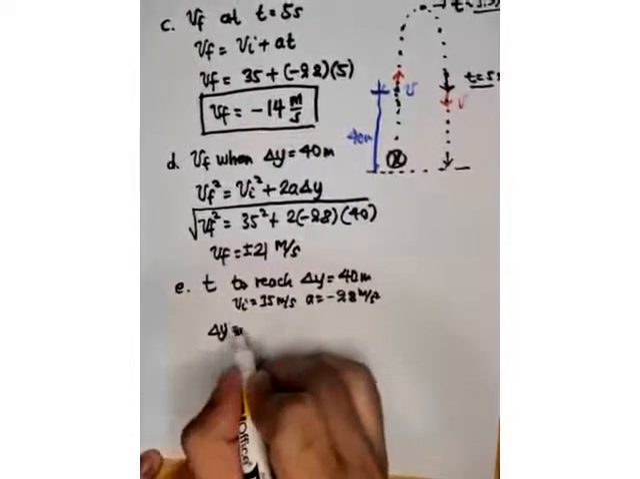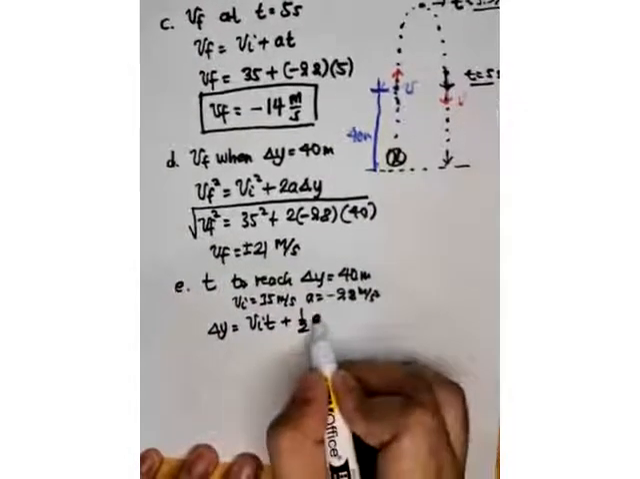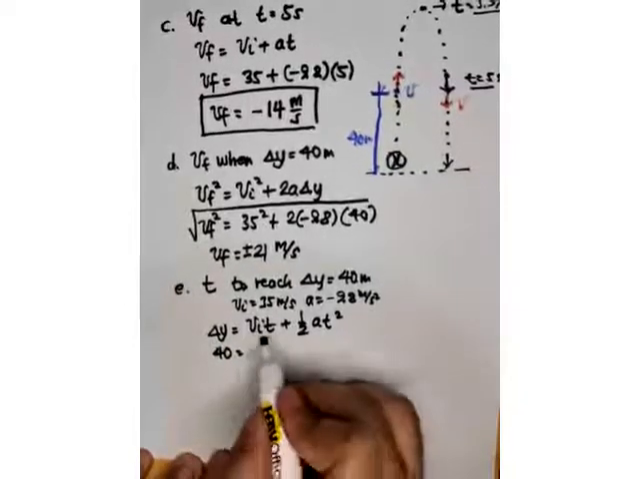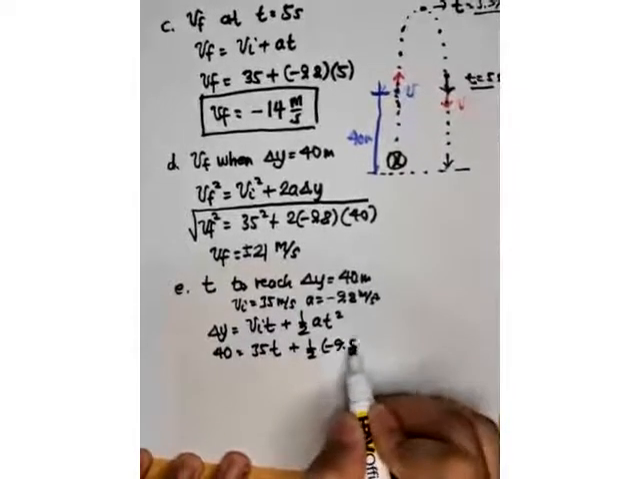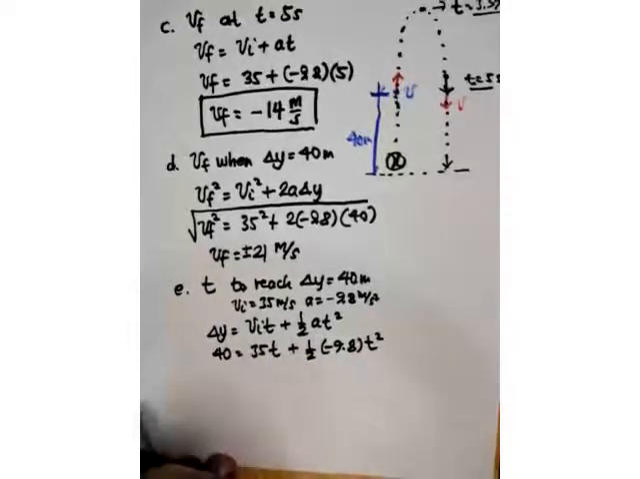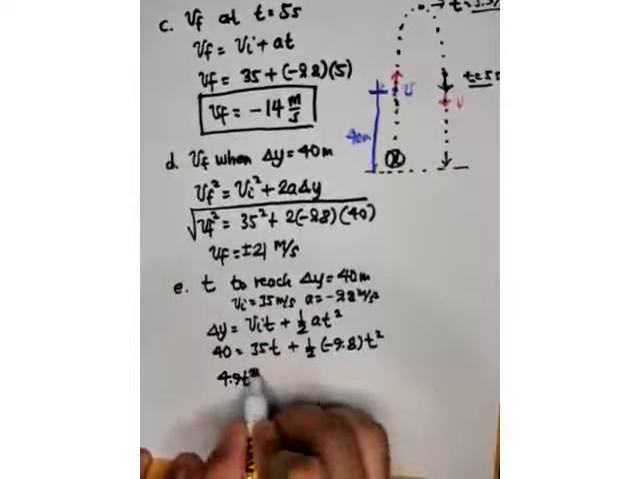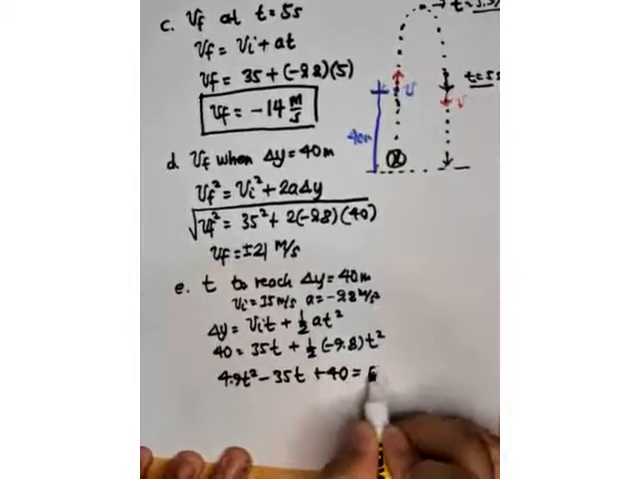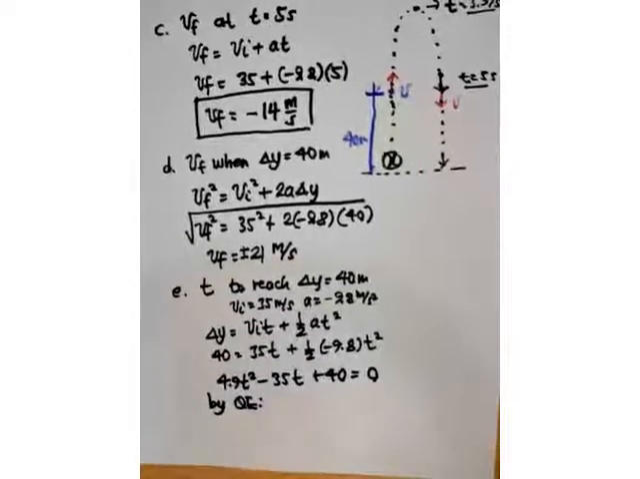So, gagamitin natin ay delta y is equal to V_i T plus 1/2 A T squared. So, delta y is 40. V_i is 35T plus 1/2 times negative 9.8 T squared. So, ang gagawin natin is transpose natin lahat to the left side para mag-equate siya to 0. So, therefore, this is 4.9 T squared minus 35T plus 40 is equal to 0. Okay, para makagamit ako ng quadratic equation.